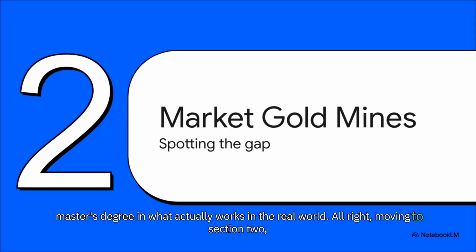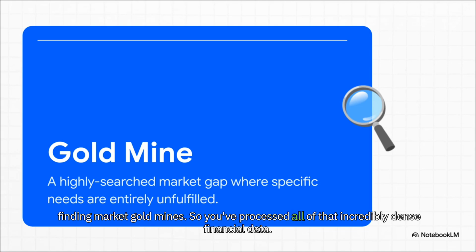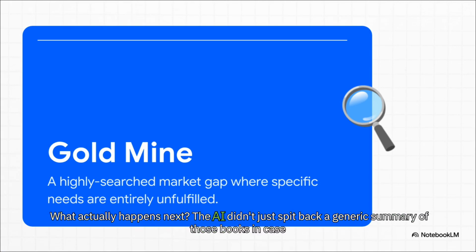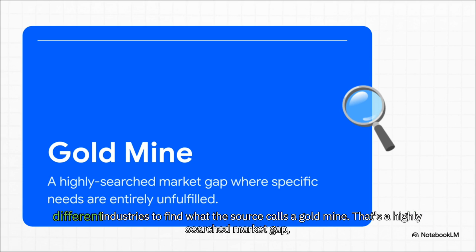All right, moving to Section 2, finding market gold mines. So you've processed all of that incredibly dense financial data. What actually happens next? The AI didn't just spit back a generic summary of those books and case studies. Because of the sheer volume of data, it was able to actively connect the dots across different industries to find what the source calls a gold mine.